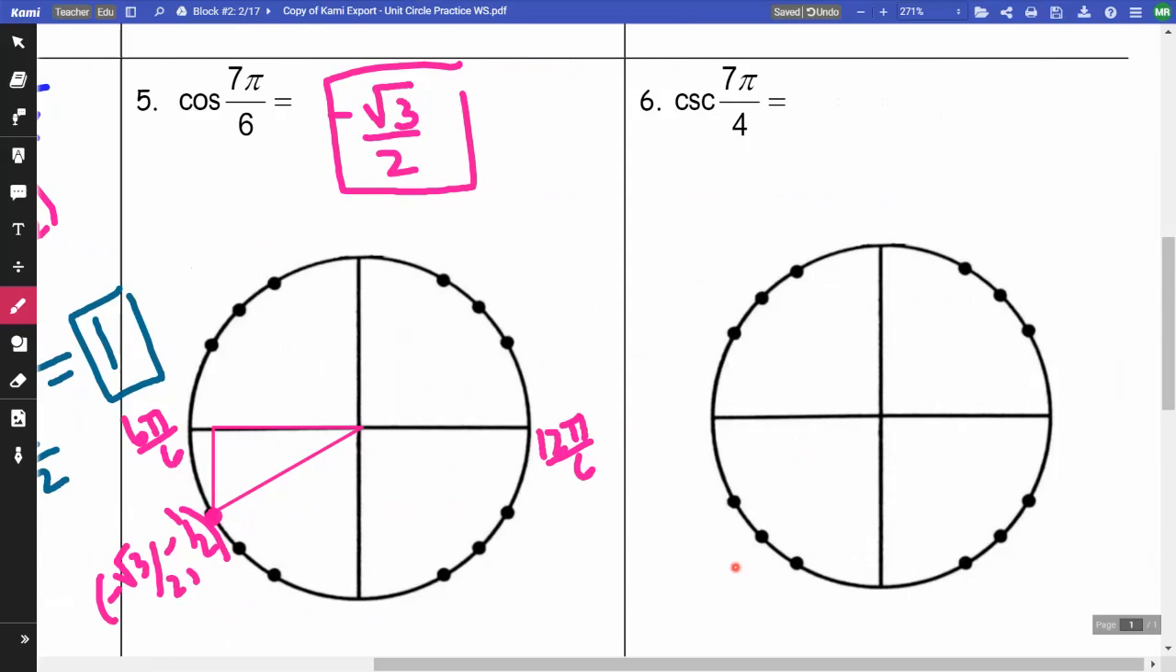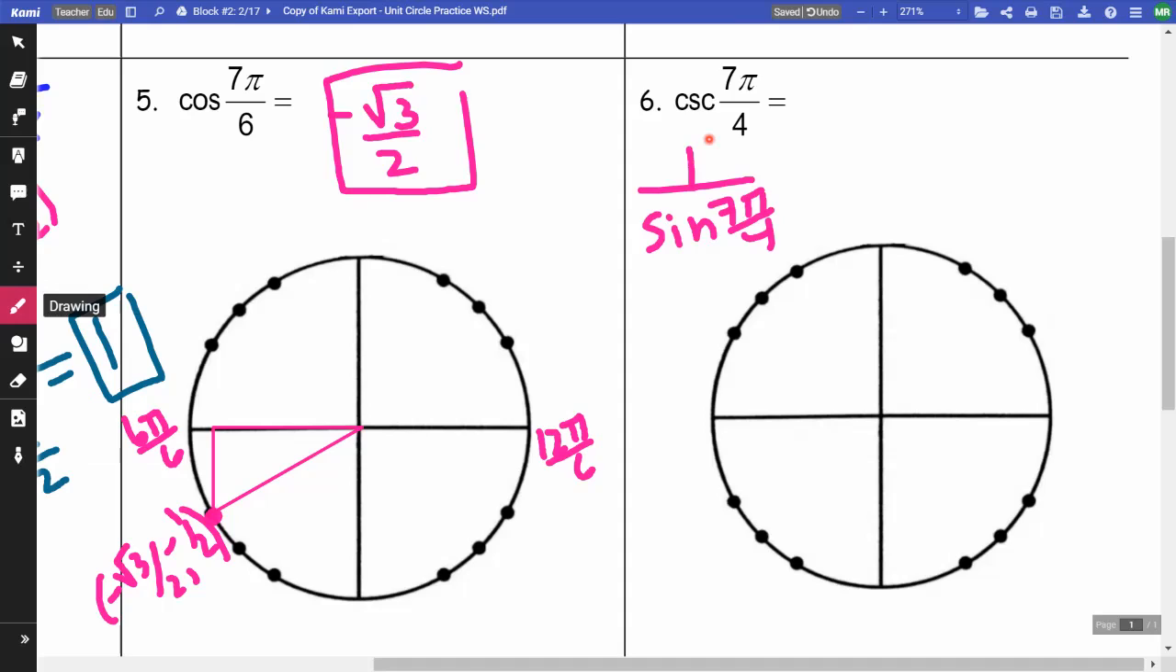Okay, on number 6, this is cosecant. Cosecant is a reciprocal. And what you want to remember, and again, I said this in class, C doesn't go with C and S doesn't go with S. So since this is a C, it doesn't go with cosine. This is going to be the reciprocal of sine. So I'm really taking 1 over sine of 7 pi fourths. That's what I want. I want to find sine of 7 pi fourths, and then I'm going to take the reciprocal of it.